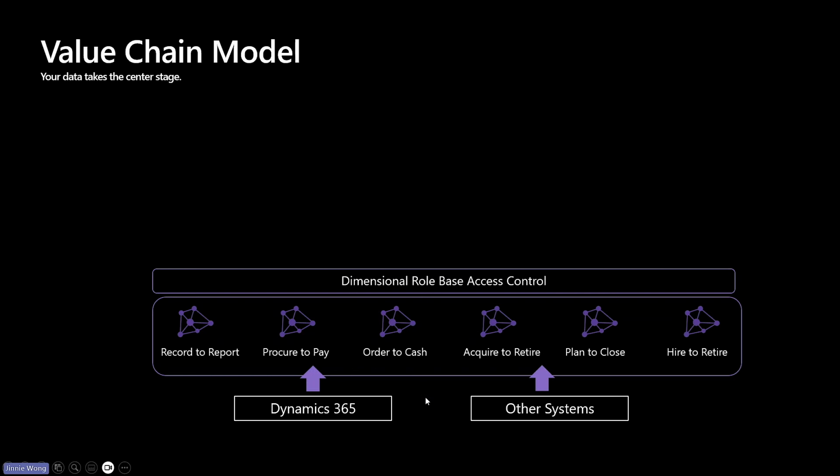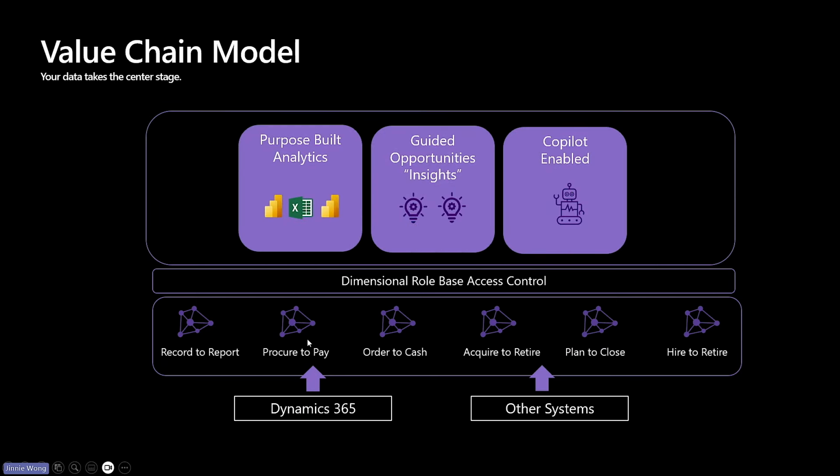Now, on top of these value chains that we've built, we then built dimensional role-based access control. Because now, as you can imagine, you have all your data laid out and grouped into these value chains. So we wanted to give you another way to establish role-based security. And on top of that, finally, is where we will enable you to build your purpose-built analytics, your insights, and eventually also Copilot capabilities will be built on top of these models as well.